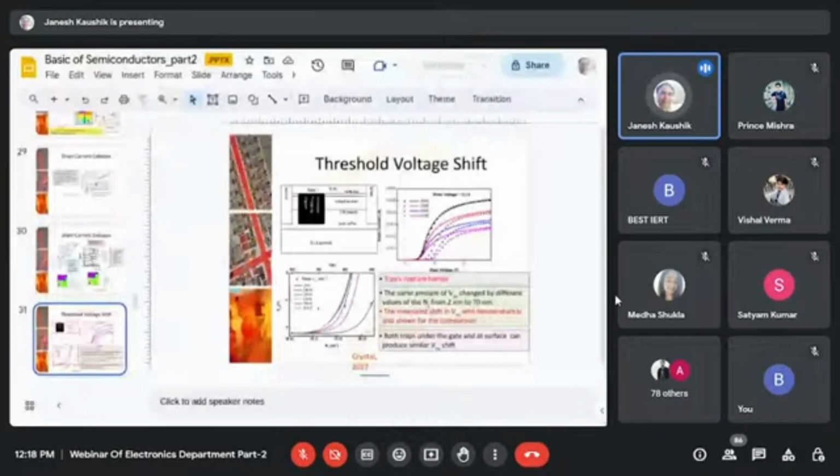So in a good design and good fabrication, we do not allow any bulk defects to be present at that region. But surface states we can't do much about. We have to live with that. So my analysis is like that.